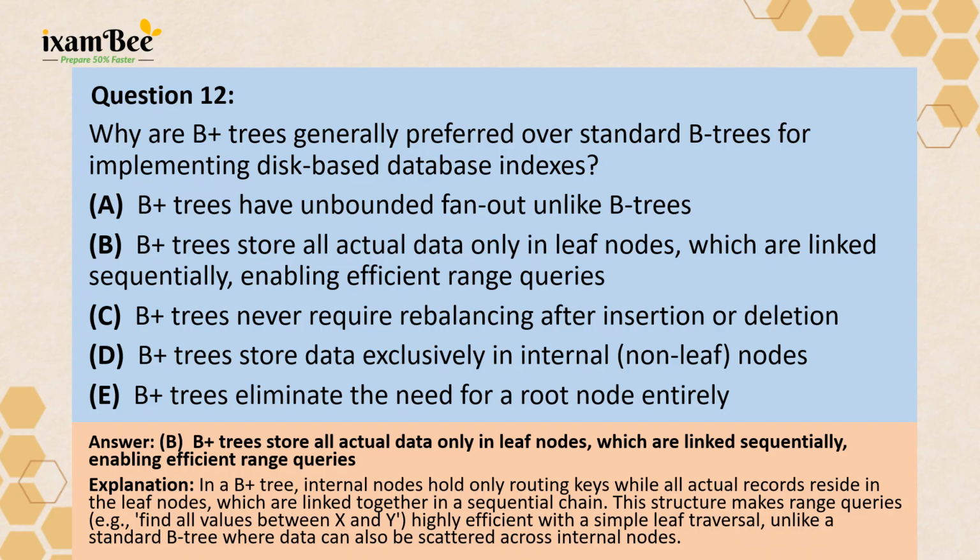A standard B tree, by contrast, can have data scattered across internal nodes too, which makes that kind of range traversal far less efficient. Hence, the answer here is option B.